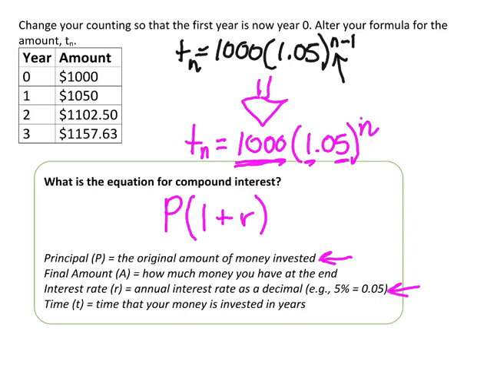This exponent up here was the year number, noting that we start the first year as being the 0th year. So when you first put the money in the bank, that's year 0, and then we count up from there. And A, that's the amount that you have at the end. So that right there is our equation for compound interest that we'll be using.